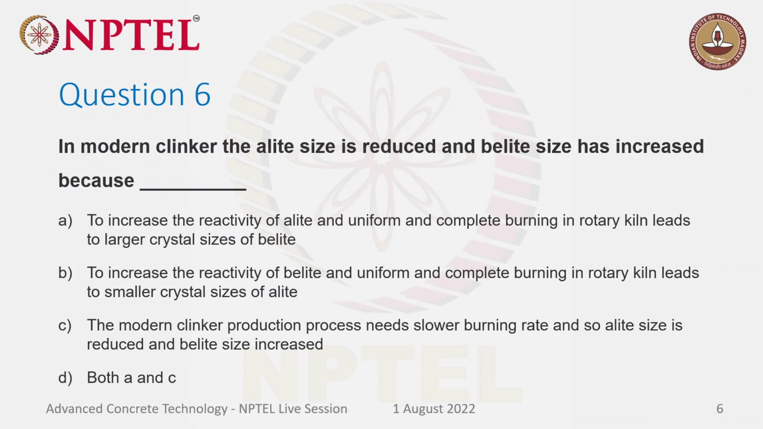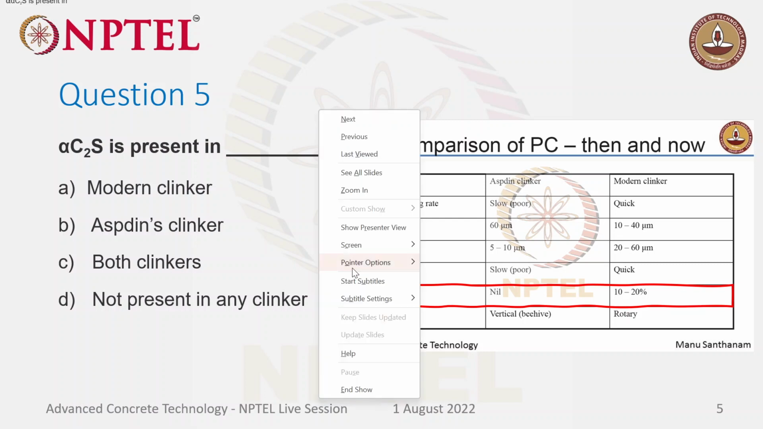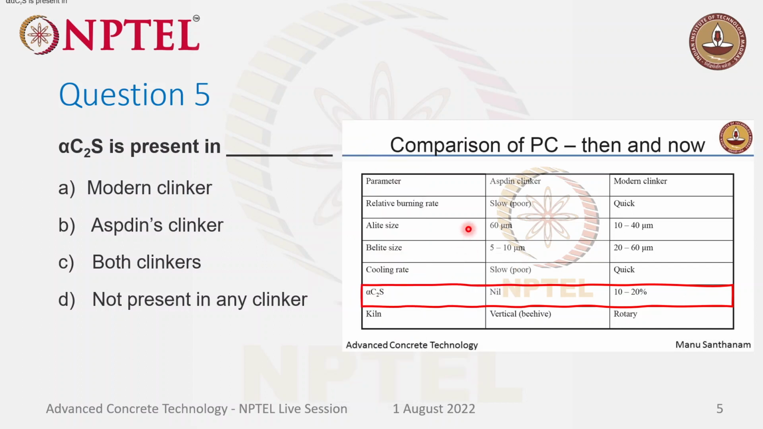Okay, so moving to question 6, it's similar to question 5. In modern clinker, the LH size is reduced and billet size has increased. Why has the LH size reduced and billet size increased? We all knew from this table that the LH size is larger and the billet size is smaller comparatively to the modern clinker, and in the modern clinker LH size will be smaller and billet size will be larger.